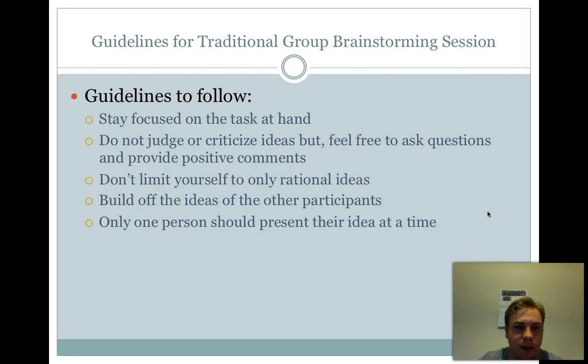Guidelines to follow. Stay focused on the task at hand. Do not judge or criticize ideas, but feel free to ask questions and provide positive comments. Don't limit yourself to only rational ideas. Build off the ideas of the other participants, and only one person should present their idea at a time.